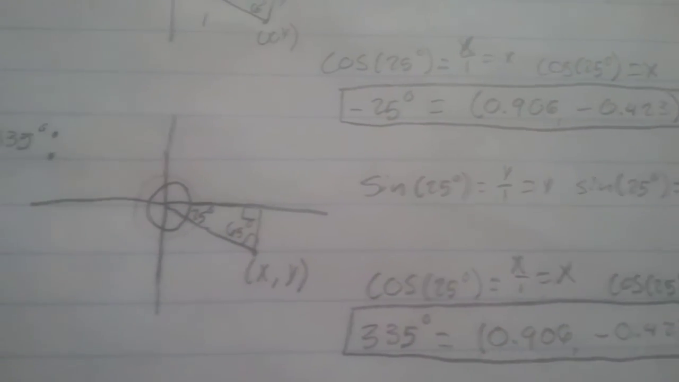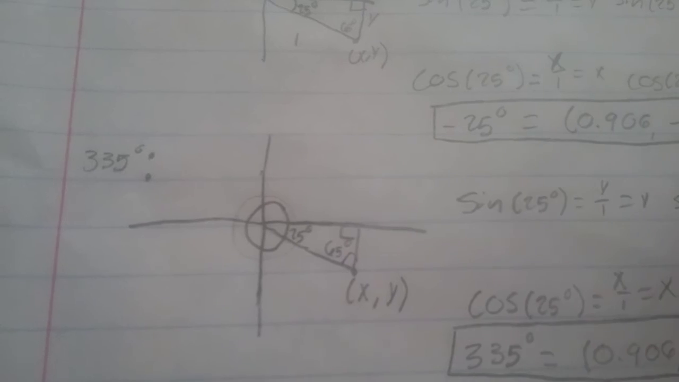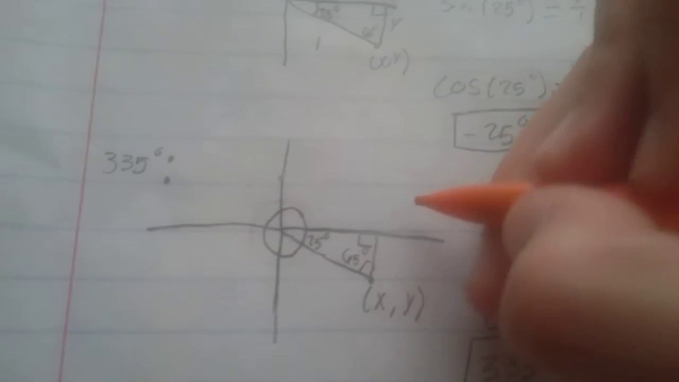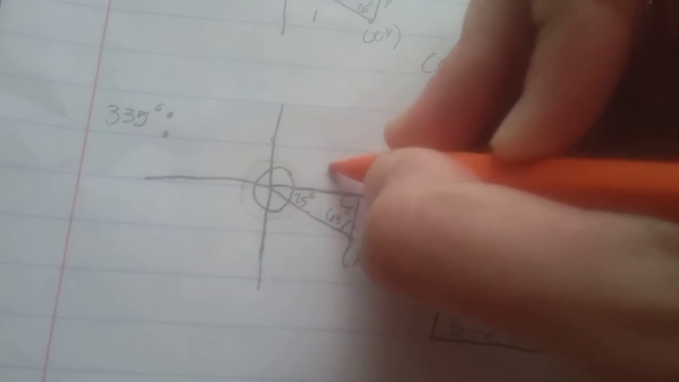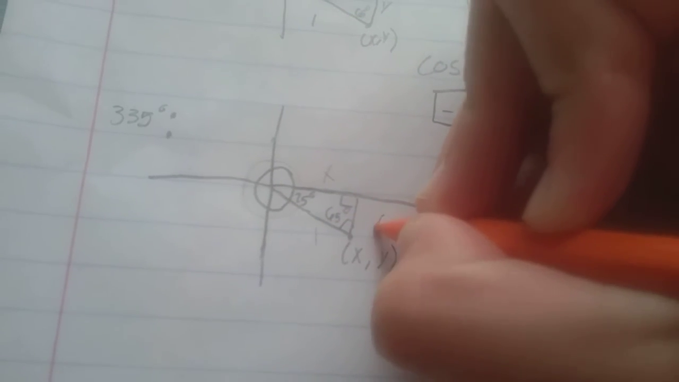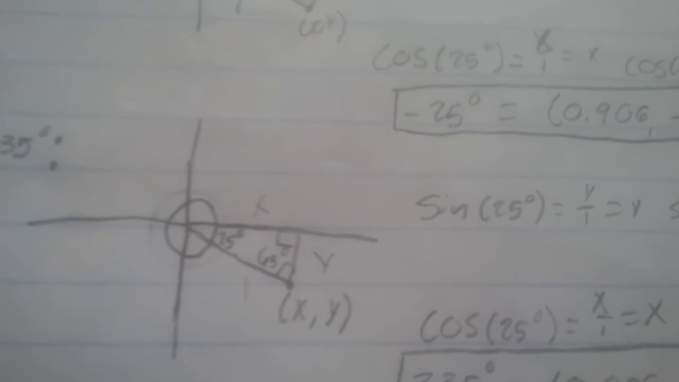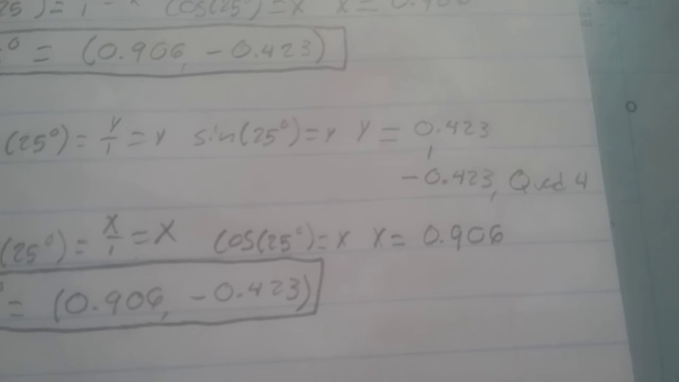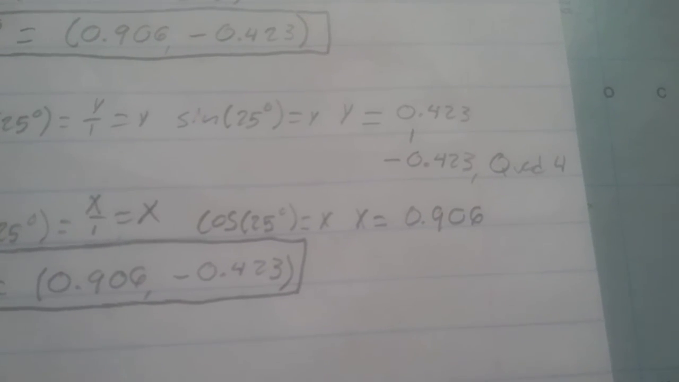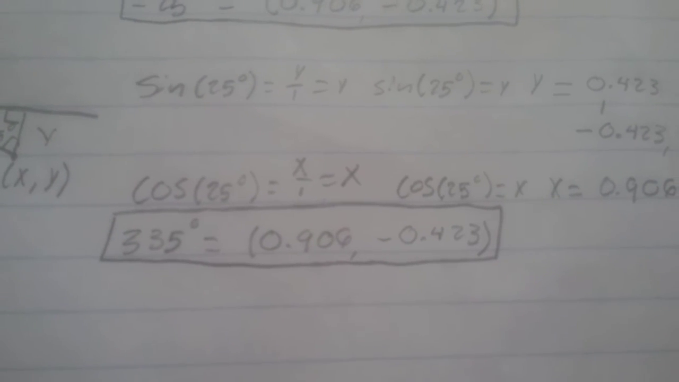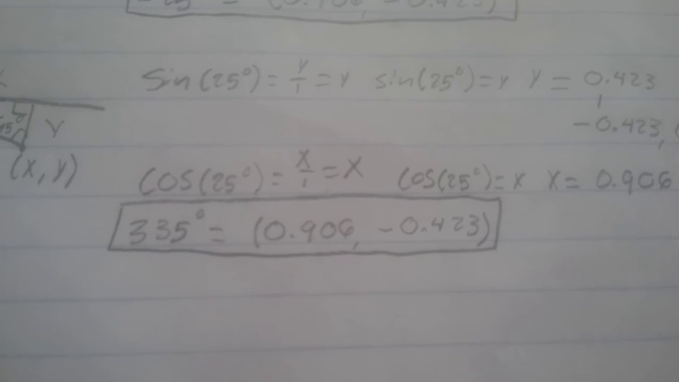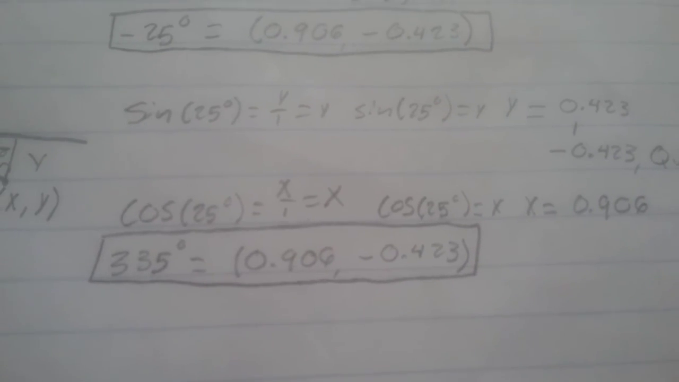Lastly, we move on to cosine, which is, again, just going to be x over 1. Let me write that here. Okay, and then we have x over 1, which is equal to x. So x is equal to 0.906 when you punch that into a calculator. So for our final answer, 335 degrees is equal to 0.906, negative 0.423.